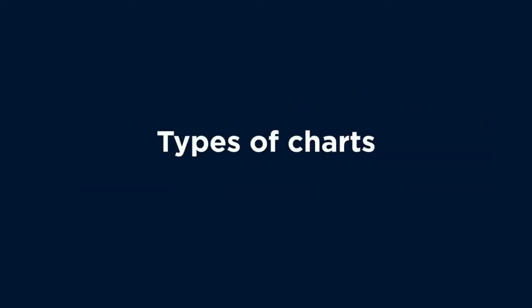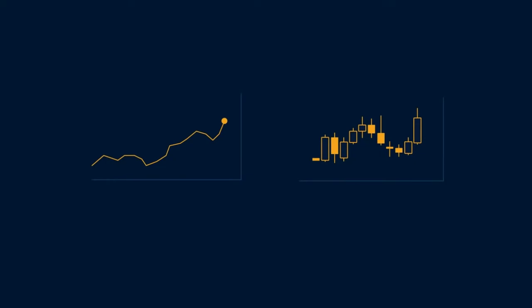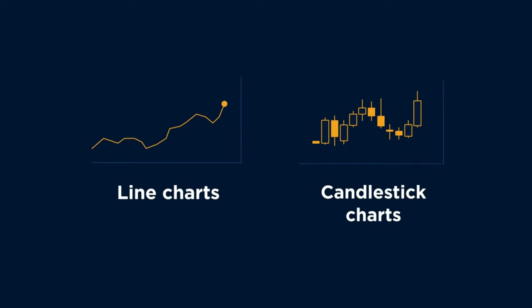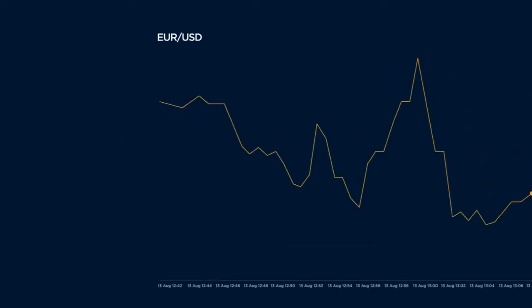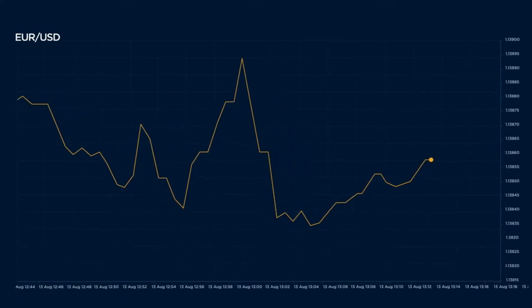Types of charts. There are two basic types of charts available in Forex: line and Japanese candlestick. Let's look closer at both of them. Line charts. Line charts are the simplest. They only connect closing prices over a given time period and depict the general price trend.